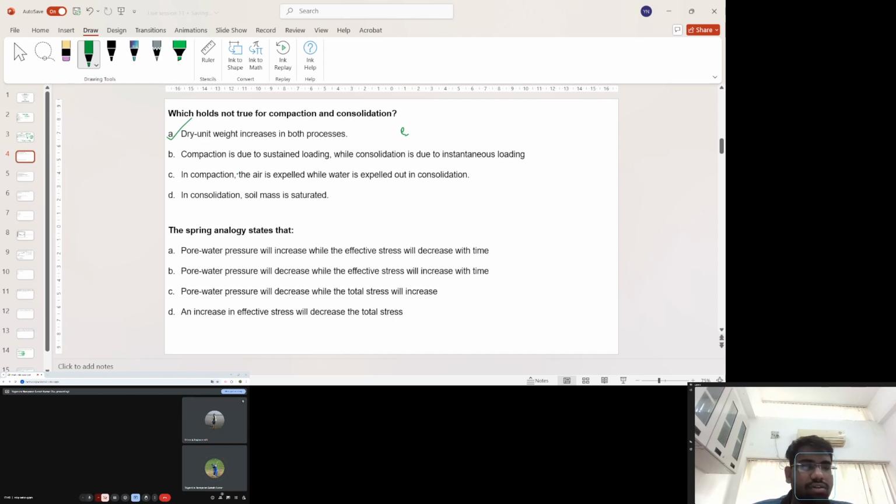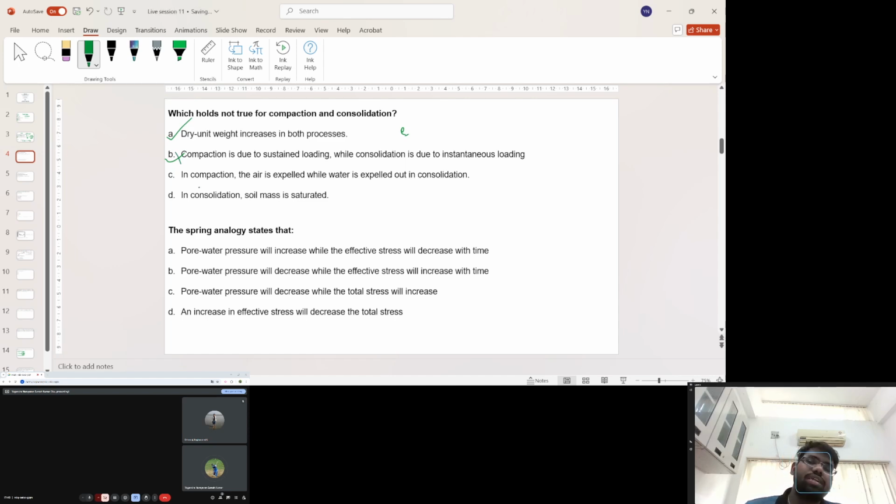Compaction is due to sustained loading, while consolidation is due to instantaneous loading. This is exactly the opposite. Compaction is due to instantaneous loading, kneading action or vibration, which is instantaneous, and consolidation is sustained loading. So this is not true.